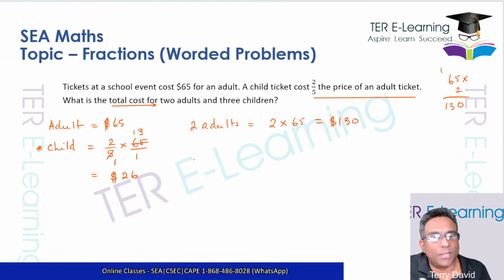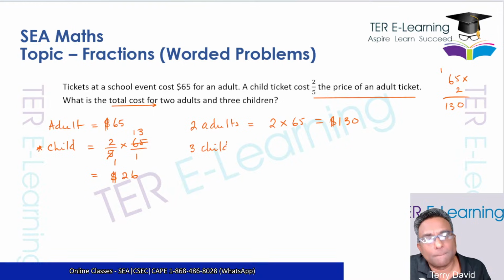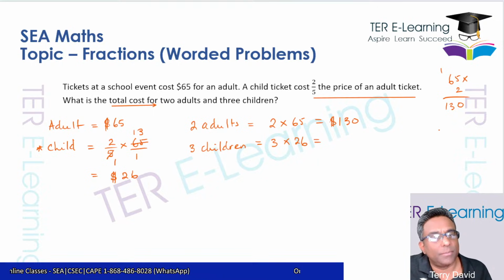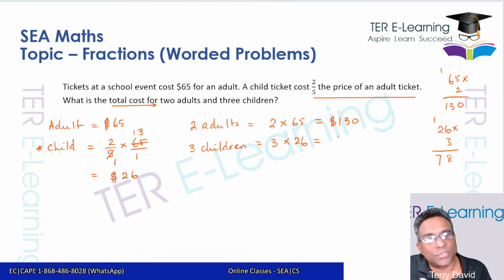Then we have 3 children. So to work out for 3 children here, we'll say 3 multiplied by 26. So again, working column here. So 26 multiplied by 3. So 6 3s are 18. 2 3s are 6 and 1 7. So that's a total of $78.